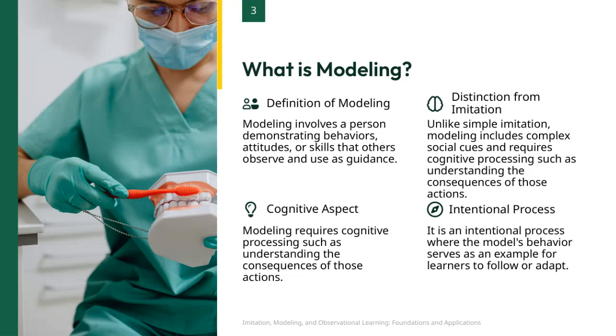Modeling is essentially when a person demonstrates certain behaviors, attitudes, or skills that others can observe and use as a guide. But it's important to understand that modeling goes beyond just simple imitation. Unlike copying something mindlessly, modeling involves picking up on complex social cues and really processing the information cognitively. This means that the observer understands the potential consequences of the behavior they're seeing. Additionally, modeling is an intentional process. The person demonstrating the behavior is consciously setting an example for others to follow or adapt. So, it's not just about copying actions, but about thoughtful learning and adaptation based on what the model represents.